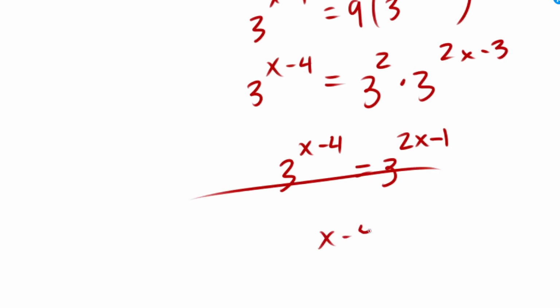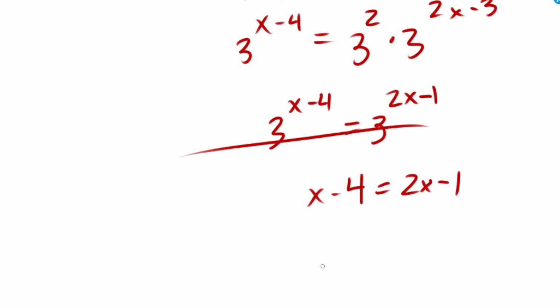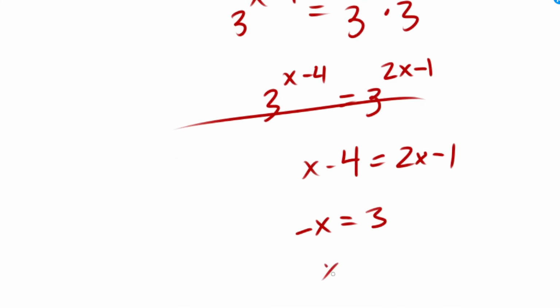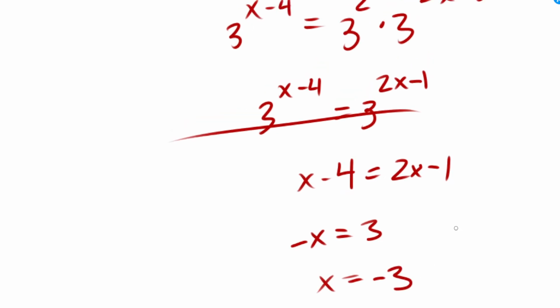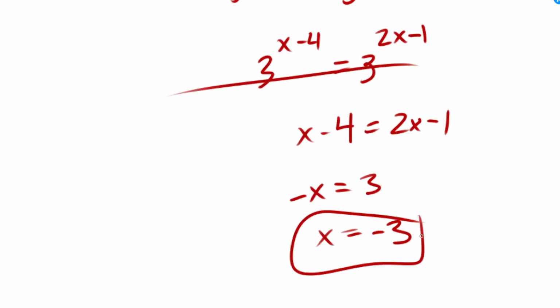So x minus 4 is equal to 2x minus 1, which is the same as, we're going to add the 4 over, minus the 2. We'll have negative x is equal to positive 3. Positive x is equal to negative 3. And we could check it, but I don't feel like it.